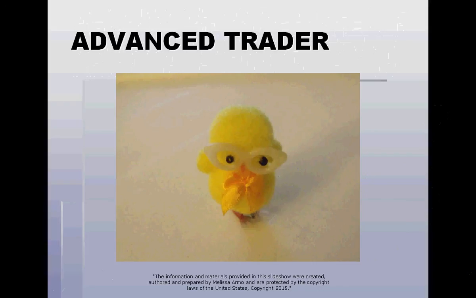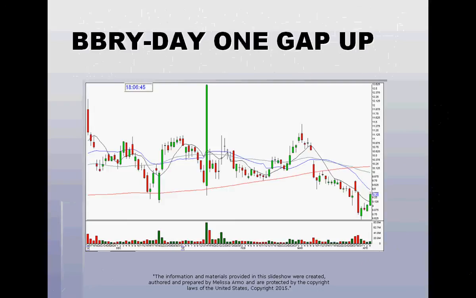So an advanced trader has everything pre-planned beforehand and knows what they're looking for. If it does this, then I'm going to take it. If it goes over this number, then I don't want to take it. If it goes over this number, I don't want to be in it. Do you see what I'm saying? These are the kinds of things that you need to know ahead of time.